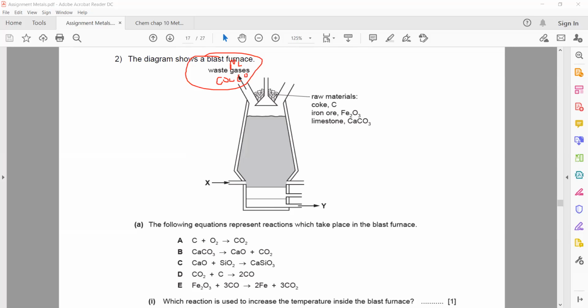Not oxygen. The reason oxygen is not acceptable is that oxygen is an active component. So mostly oxygen reacted with carbon to form carbon dioxide, and then carbon monoxide is formed because of a limited supply of oxygen.